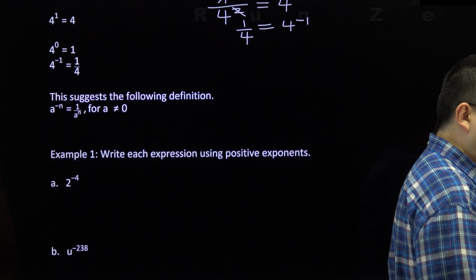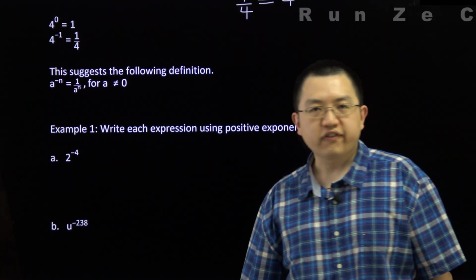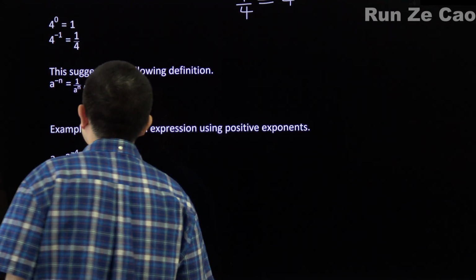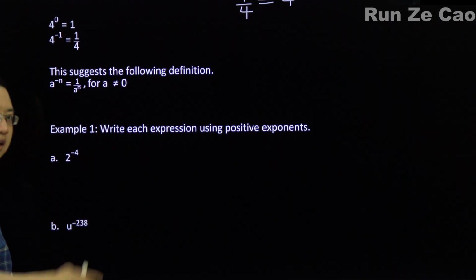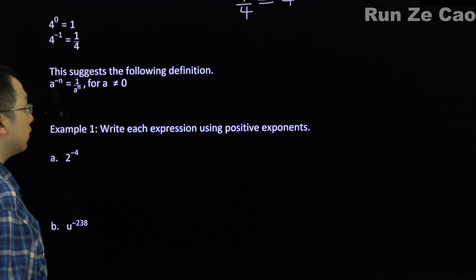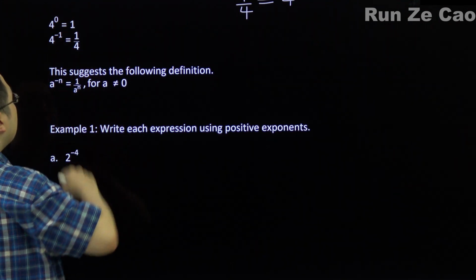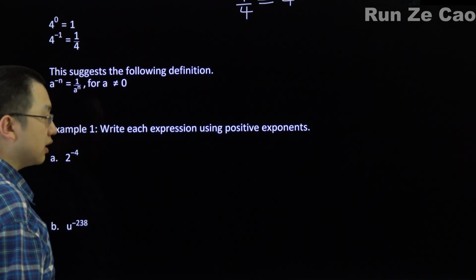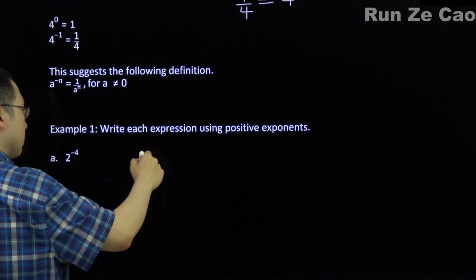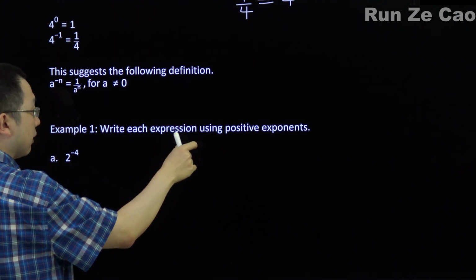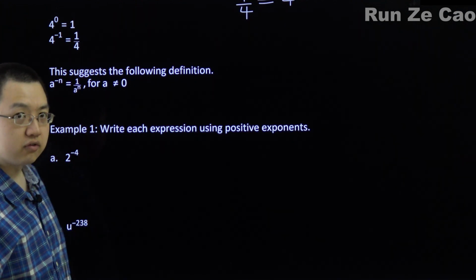For a to the power of negative n, if a is not equal to 0, then a to the power of negative n is equal to 1 over a to the power of n. So in other words, a negative exponent just means you gotta go 1 over the base to the exponent now made positive.